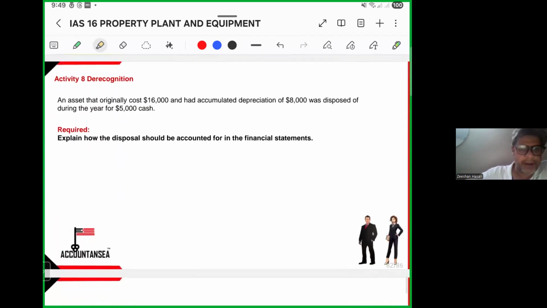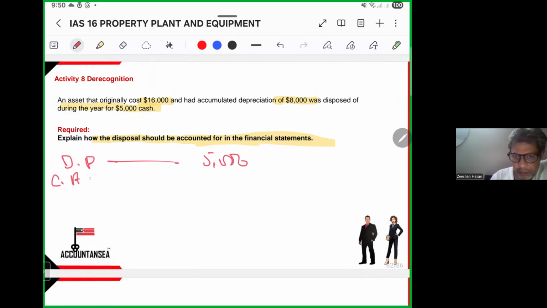So, let's do one more activity. An asset that originally cost 16,000 had accumulated depreciation of 8,000 and was disposed of during the year for 5,000 cash received. Explain how the disposal should be accounted for in the financial statements. So far so good. Remember, the asset and its associated accumulated depreciation should be removed from the statement of financial position, and the loss of 3,000 should be recognized in the operating category in the statement of profit or loss. Disposal proceeds: 5,000.